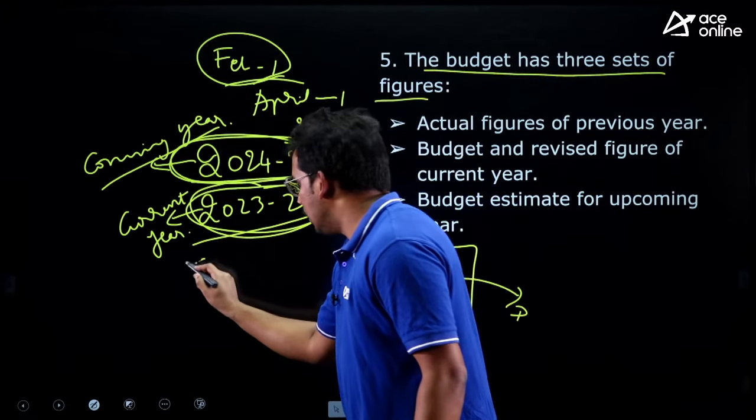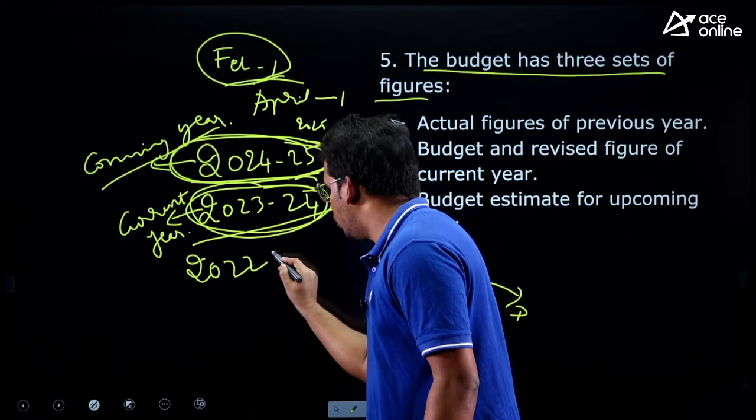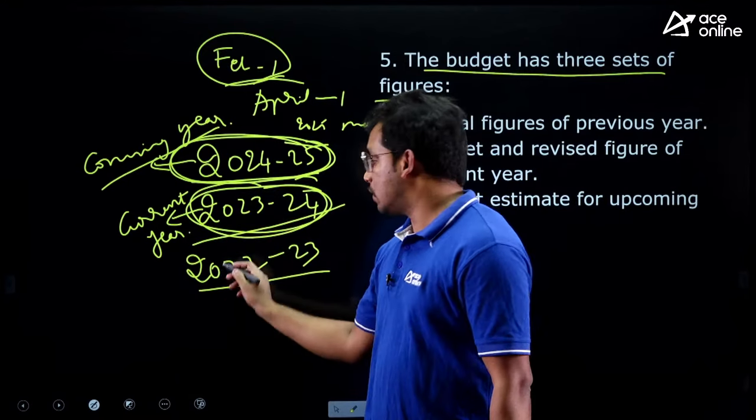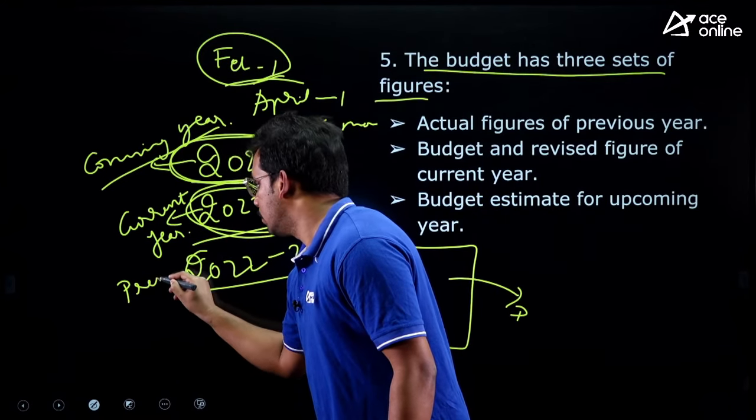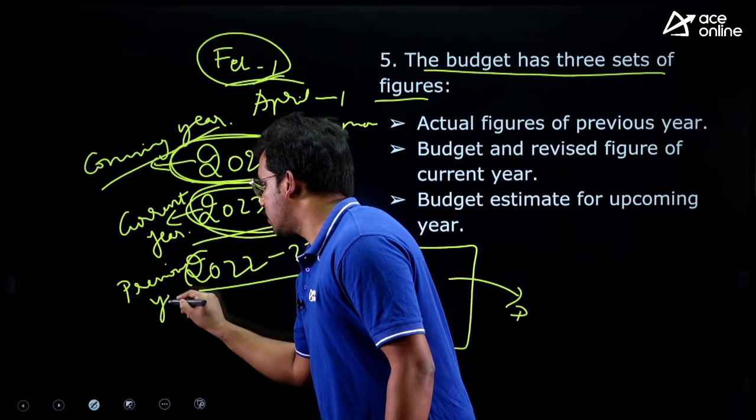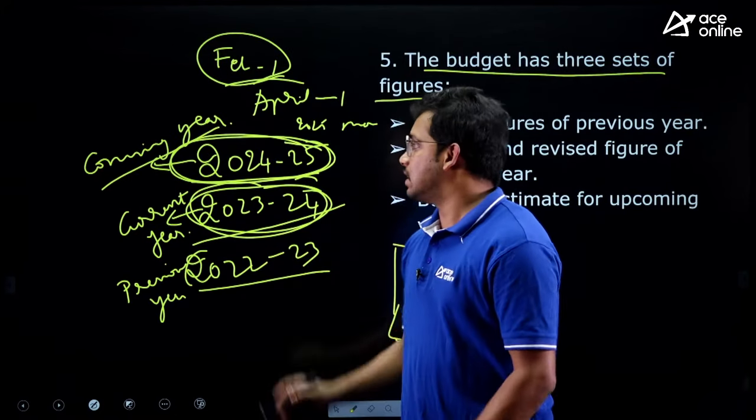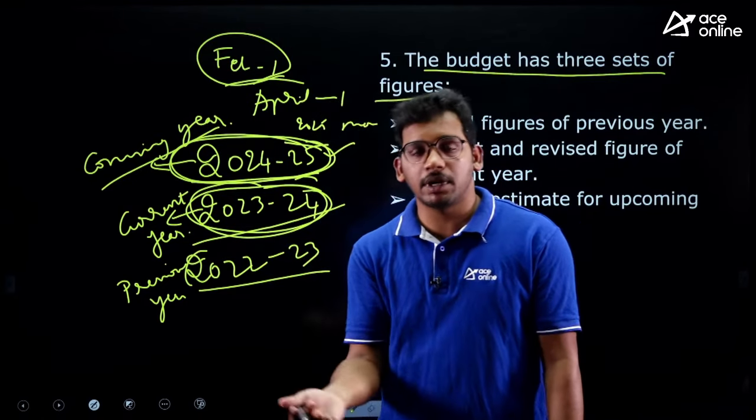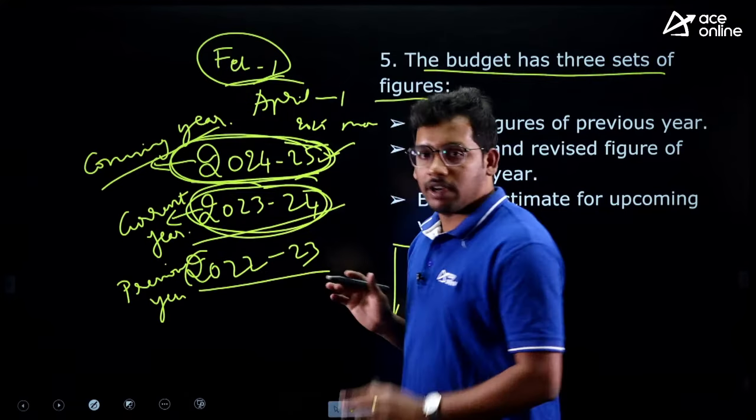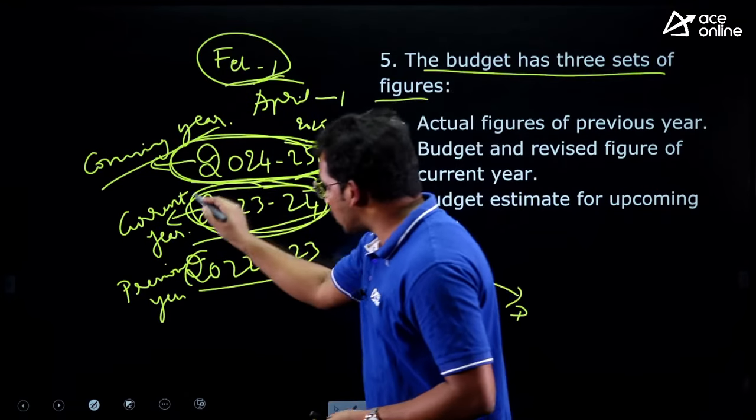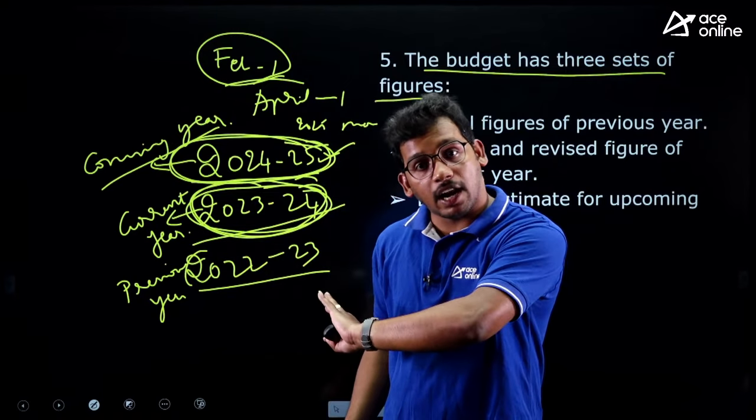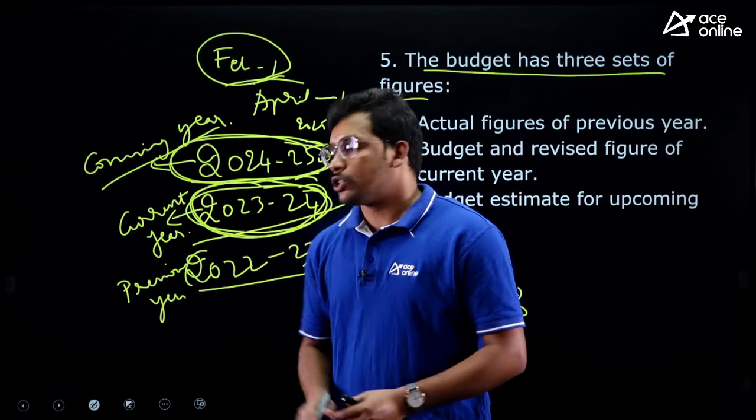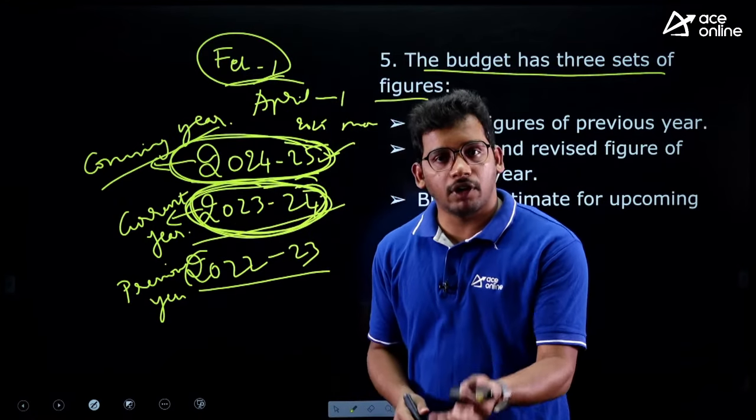Also, there is the 2022-23 year. This is called the previous year. So the government gives statistics related to the coming year, how they are going to do expenditure, and what elements they are going to put forward. Also the current ongoing year, how much funds we have planned last year and how much has been completed, since 2 more months are still there, how we are going to plan. All these things will also be put forward in the document.